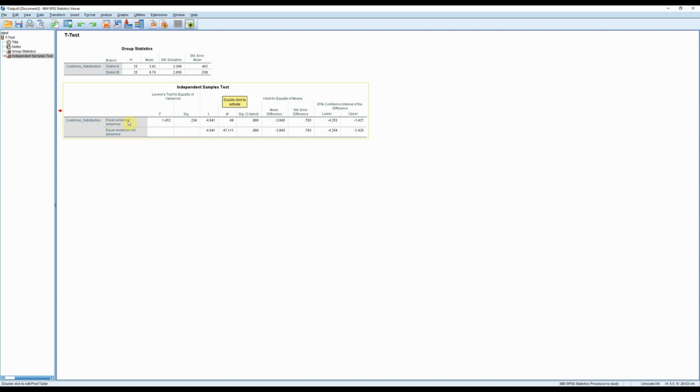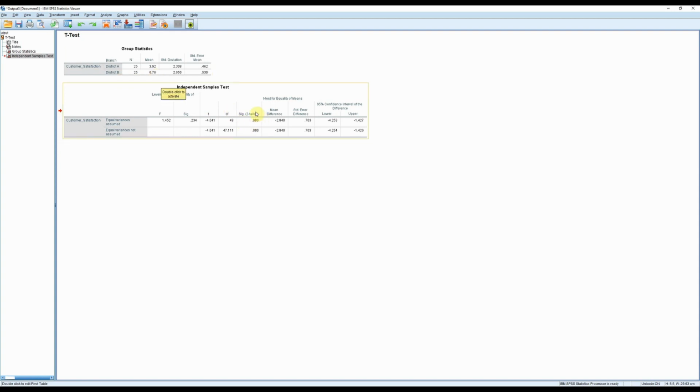You can read your results from this row. But if the Levene's test would be significant, then you would have to read your results from this row, equal variances not assumed. Now, we have the t-value here, it's negative, and the degrees of freedom, and the p-value. Well, this is negative, obviously, because district B was deducted from district A. So that's why there is a negative t-value.